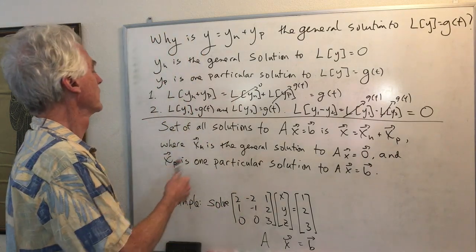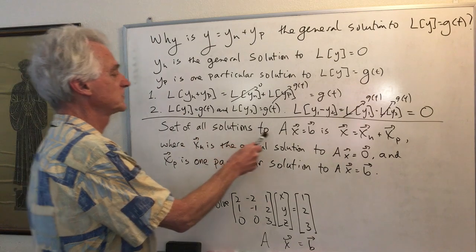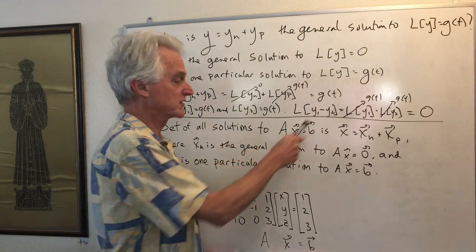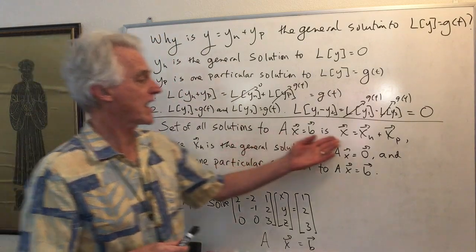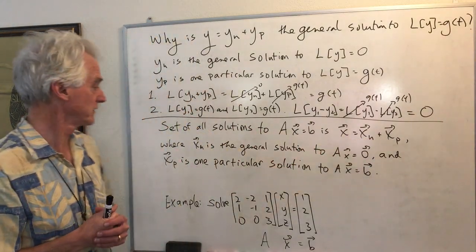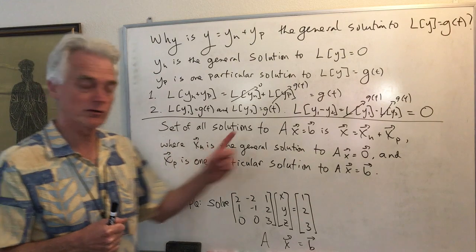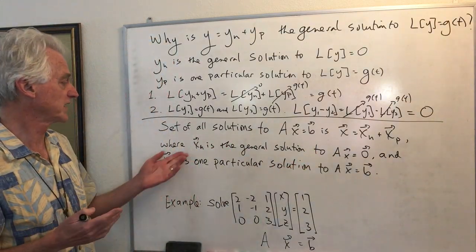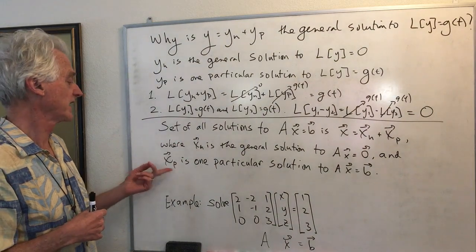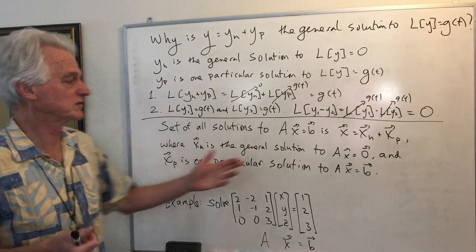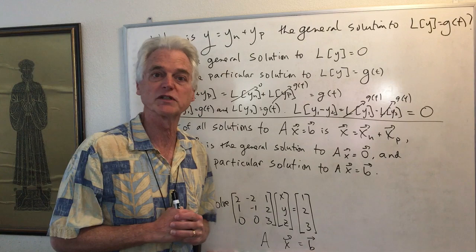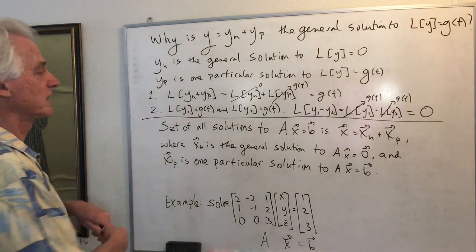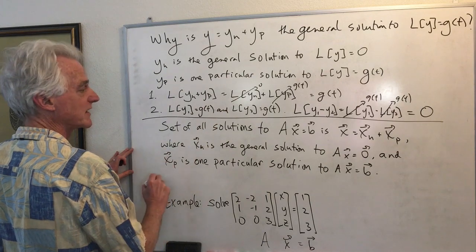Okay? So the set of all solutions to Ax equals b, where x is a vector, A is a matrix, and b is a vector, is x equals xh plus xp, where xh is the general solution to Ax equals 0. That's the homogeneous solution. And xp is one particular solution to Ax equals b, the original one. I can actually do the same thing we had before. I can actually kind of prove this.